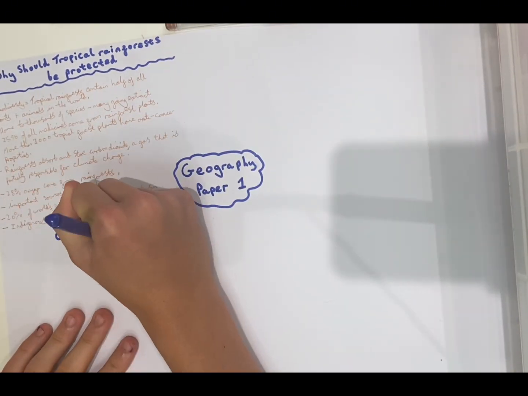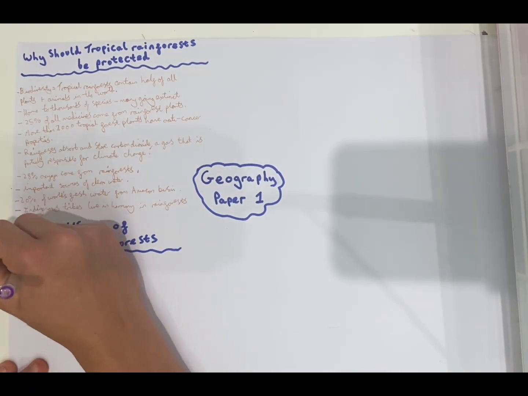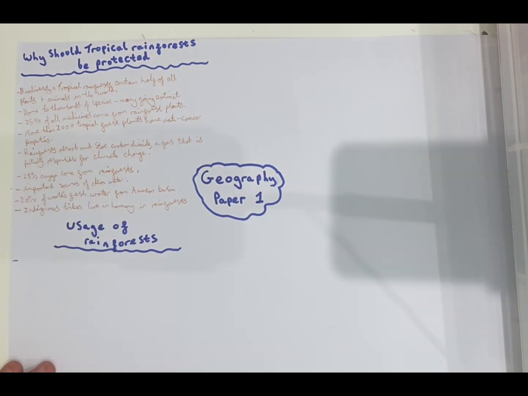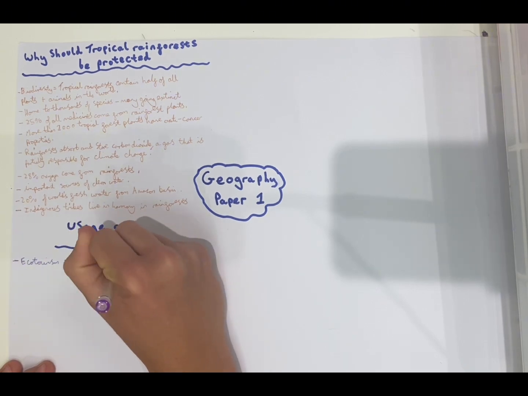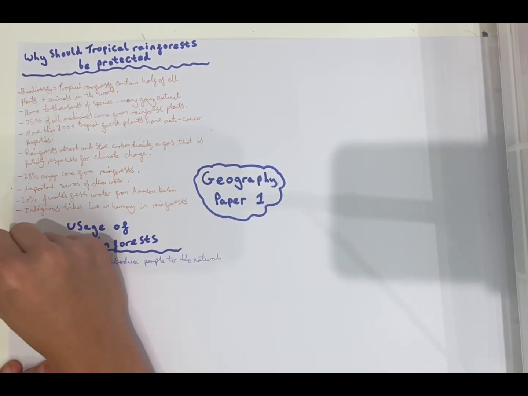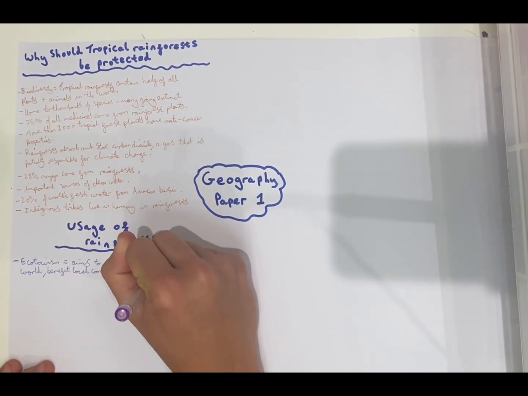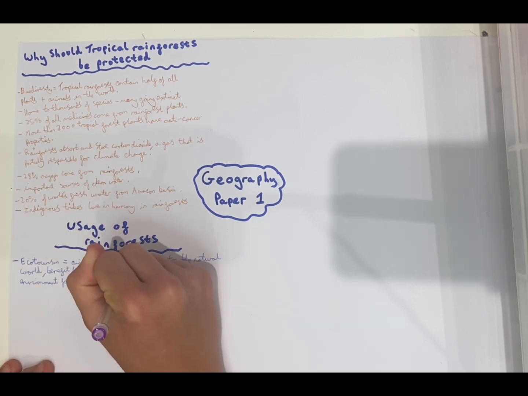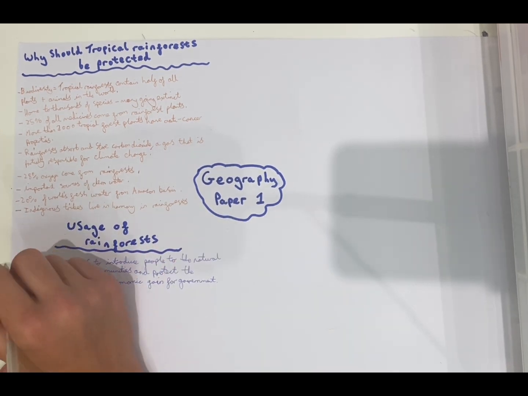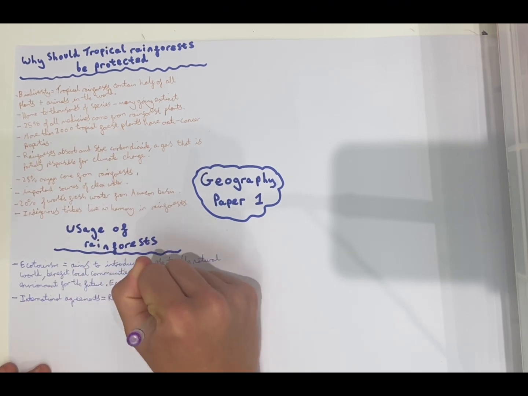So the second part of this video is usage of rainforests. So the first part is ecotourism, and ecotourism actually aims to introduce people to the natural world, which brings benefits to local communities and protects the environment for the future. It also brings tremendous economic gain for the government, which they can then put into the rainforests. And then international agreements is the next part.